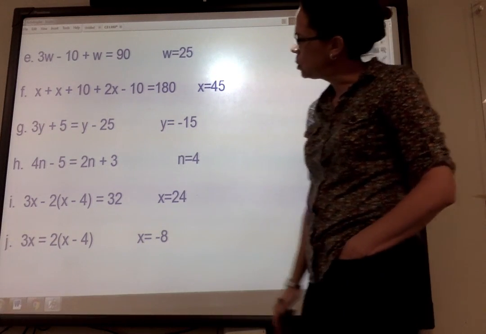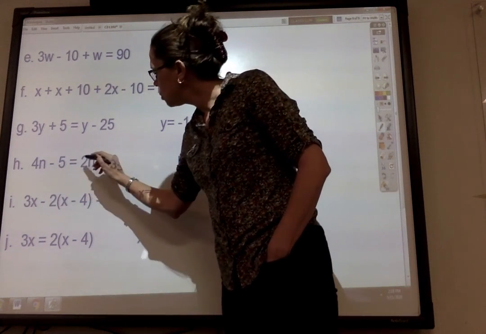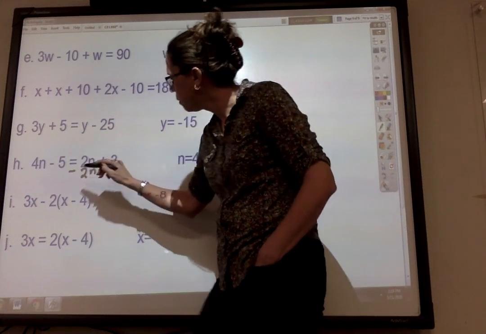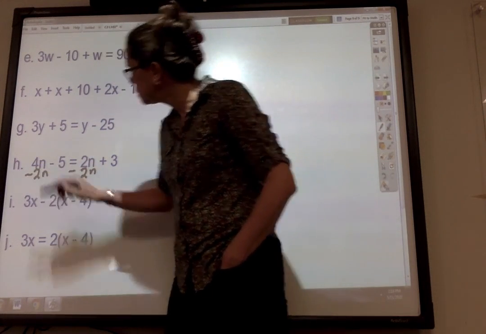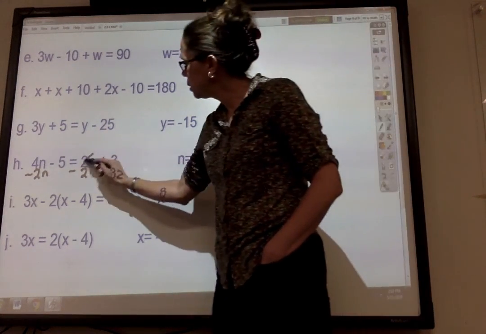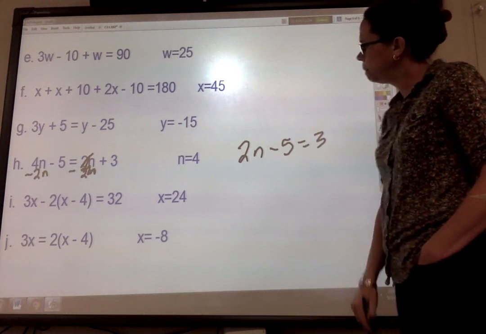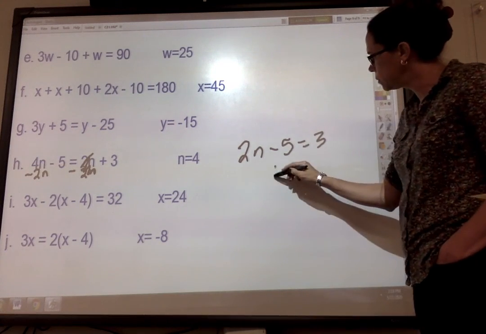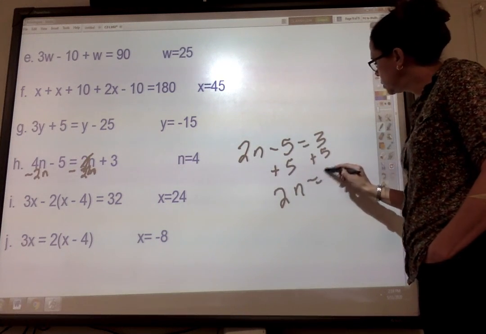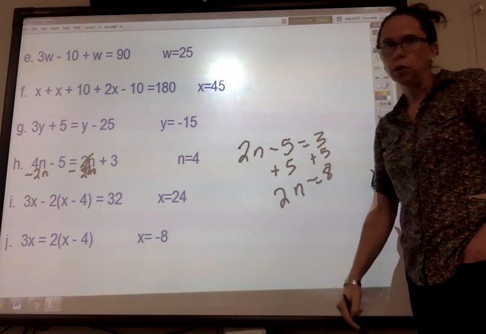4n minus 5 equals 2n plus 3. Again, I want all my n's together. This is positive 2n, so to get rid of it, I subtract 2n on both sides. 4n minus 2n is 2n, and these are gone over here. 2n minus 5 is equal to 3. Now I want to add 5 to both sides. 2n is equal to 8. Divide by 2 on both sides. N is equal to 4.